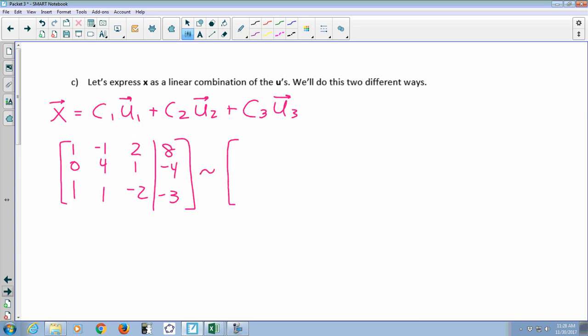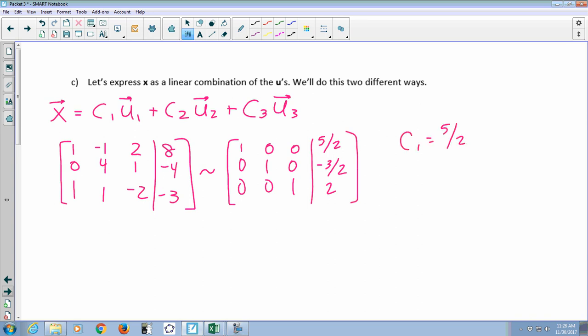So this row reduces to 1, 0, 0, 0, 1, 0, 0, 0, 1, and 5 halves, -3 halves, 2. So I get C1 is 5 halves, right? This is your C1 column, your C2 column, your C3 column. So C2 is -3 halves, and C3 is 2. So that's the old-fashioned way.